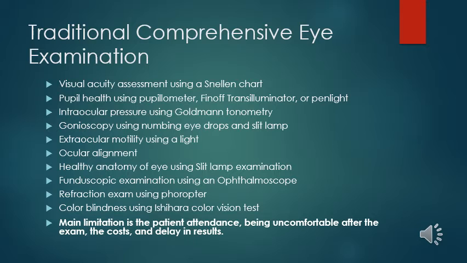Pupillary health can be tested with a pupillometer, transilluminator, or pen light. Intraocular pressure can be determined with the Goldmann tonometer. Gonioscopy, using eye drops to numb the eye and a slit lamp, can determine one's risk for glaucoma. Extraocular motility and alignment using a light can evaluate eye movement.